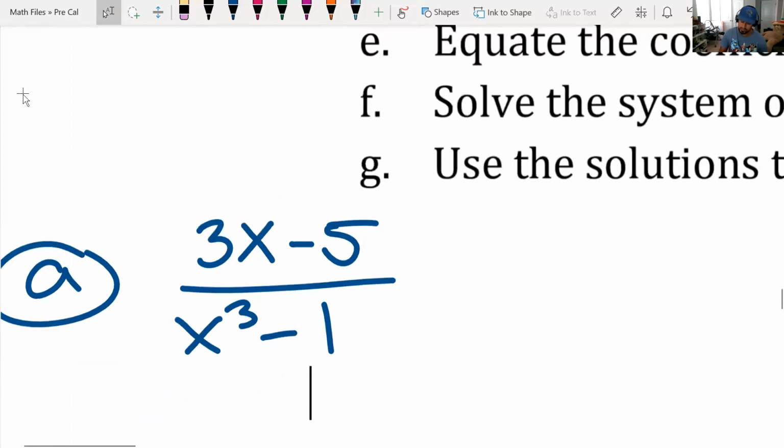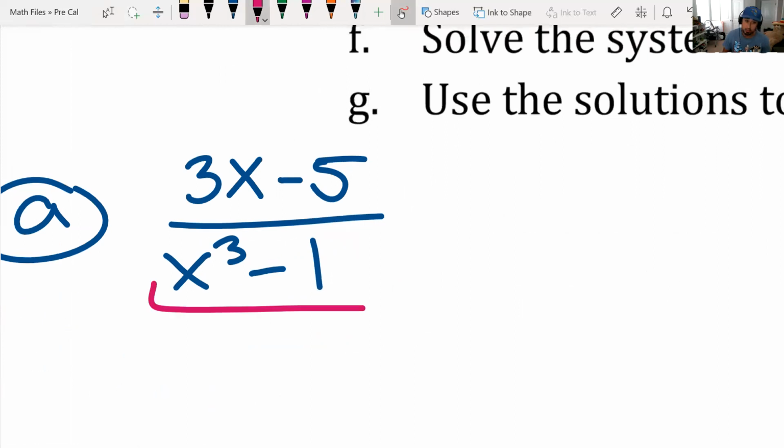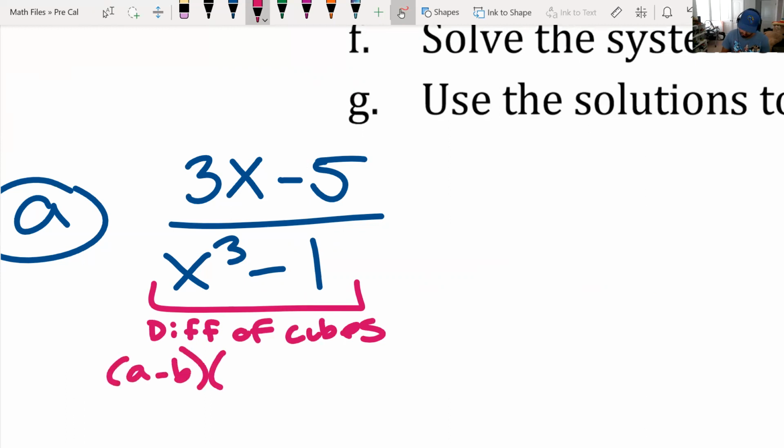So down below is a difference of cubes, right? So this is a cubed minus b cubed, which factors to a minus b times a squared plus ab plus b squared. Just remember those formulas, right? Okay. And then, yes. All right. So now factor.